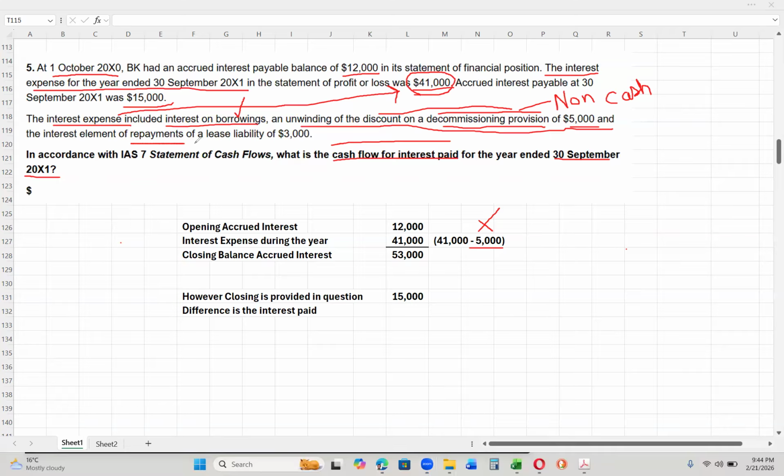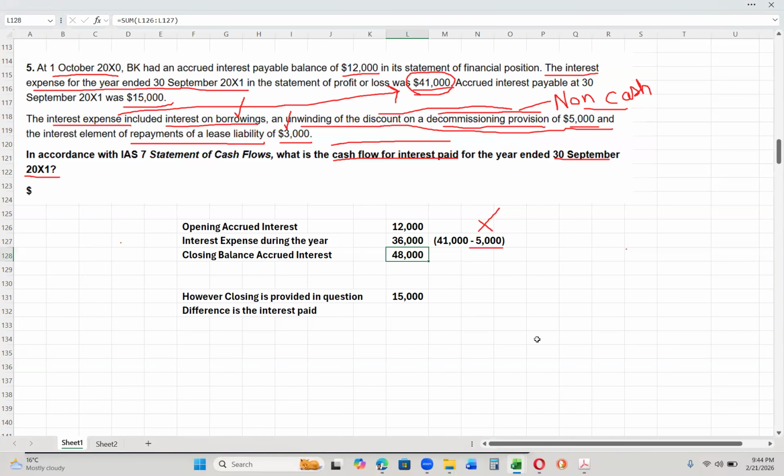Okay, now coming back to this thing that, this interest expense of 41,000 also includes interest element for the repayment of the lease liability. So this is okay. You see, when you have a lease payment, you have to pay the interest. So this interest element is fine. Okay, there's nothing wrong with it. So we do not take it away. The only interest with which we had a problem was decommissioning provision, because it is non-cash. Okay, so now we say that the interest that we should be including here is 41,000 less the 5,000.